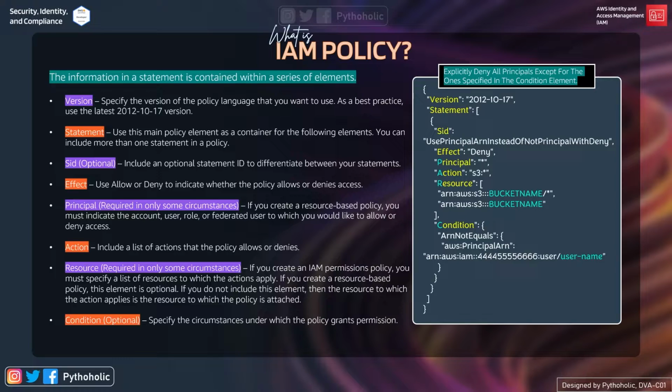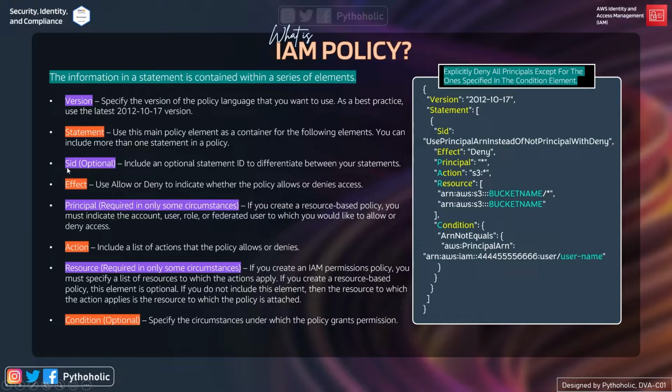Next one is the statement. We use this main policy element as a container for all the following elements. You can include one or more than one statement in a policy. This is something that we already know. So the statement contains the policy elements. As I already told you, we have SID, effect, principal, action, resource, and condition. These are the statement elements.